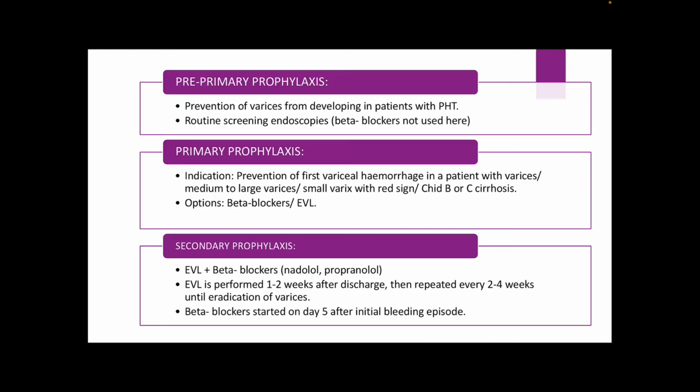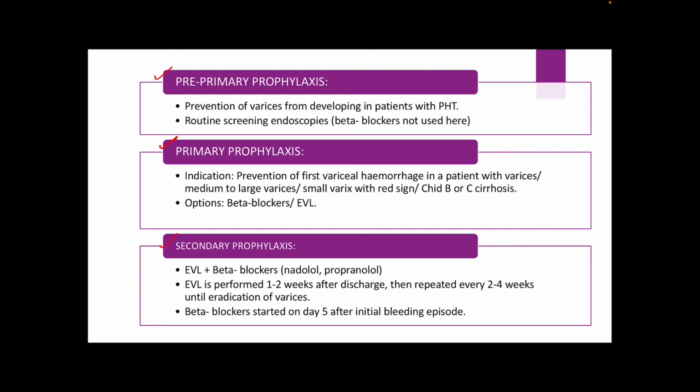Alright, now coming to prophylaxis. Now there are three important kinds of prophylaxis that we should consider for esophageal varices. So one is pre-primary, second is primary, and third is secondary. Pre-primary is prevention of varices from even developing in the first place in a patient with portal hypertension. In these patients, we just do routine screening endoscopies. We don't really start them on a beta blocker yet.